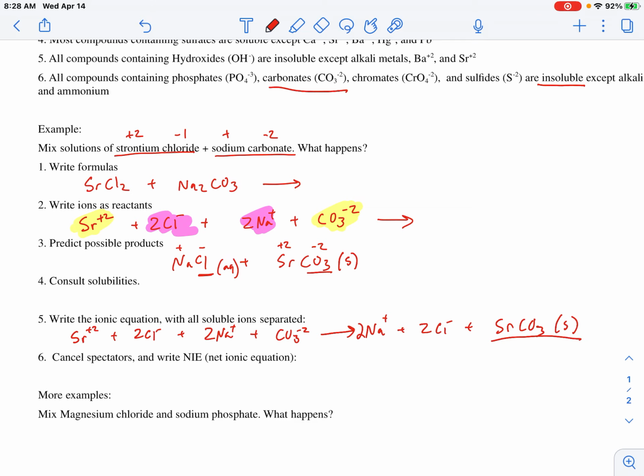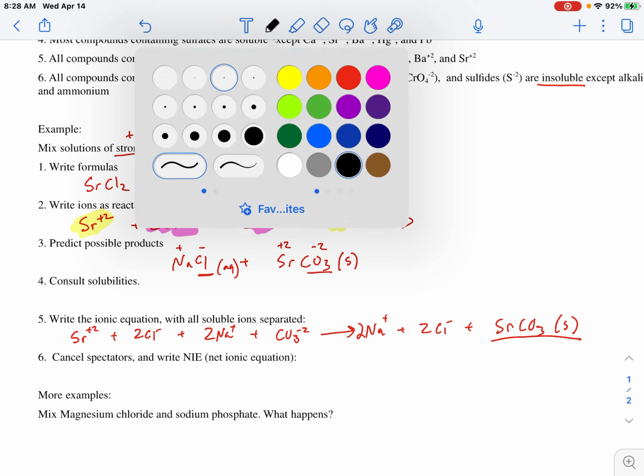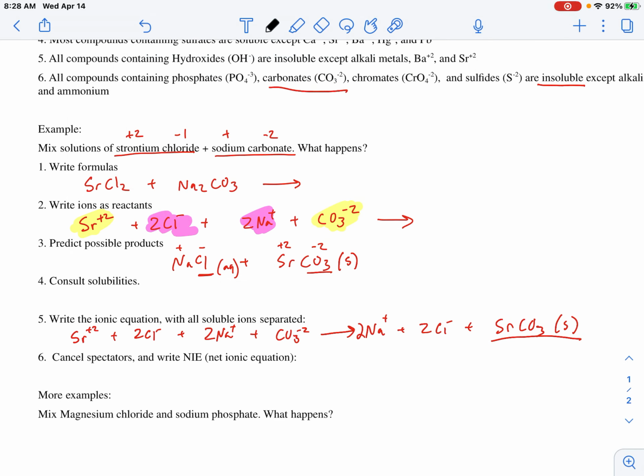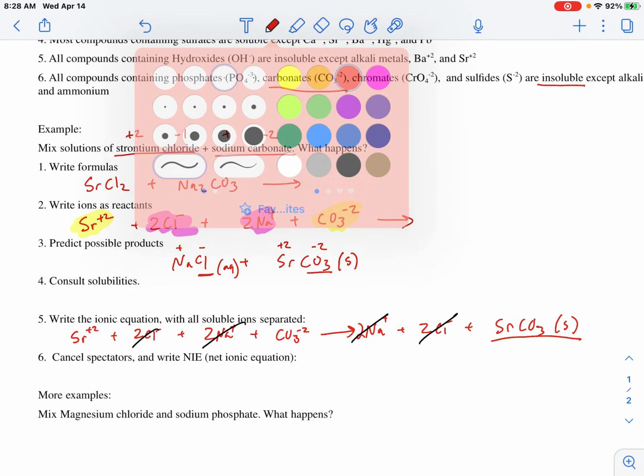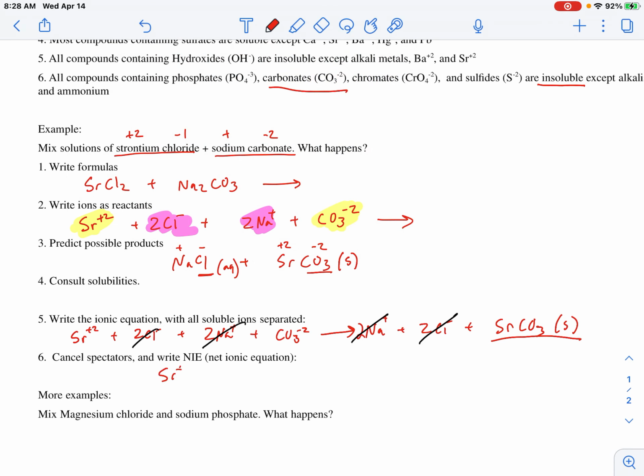It's our solid. All right, so algebraically, we will cancel the spectator ions, so that means anything that appears as a spectator ion on both the left and right side, so sodium, for example, chlorides, for example. And what we're left with is the strontium ion, the carbonate ion, and the product, strontium carbonate. And it helps if you circle the net ionic equation.